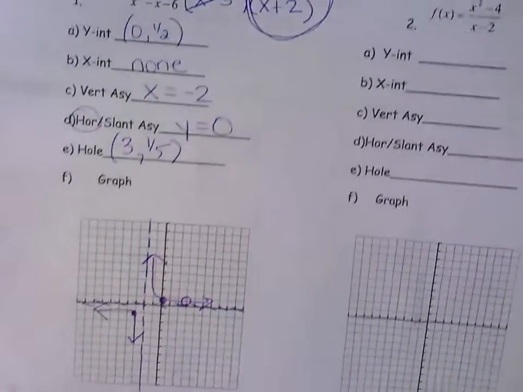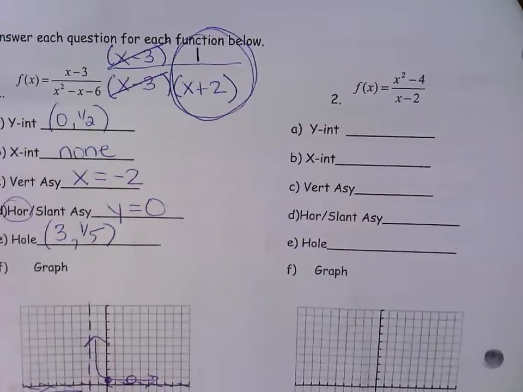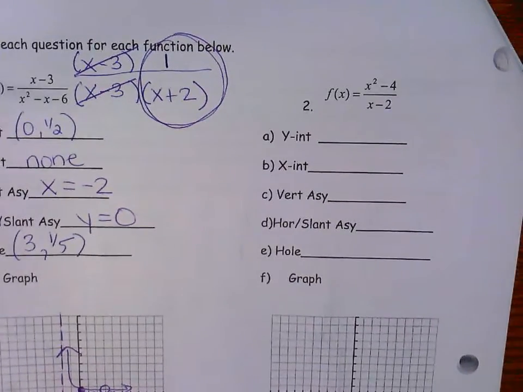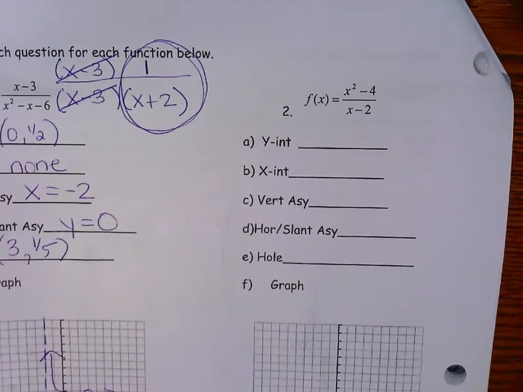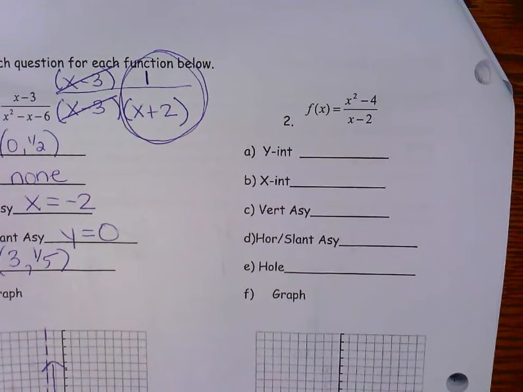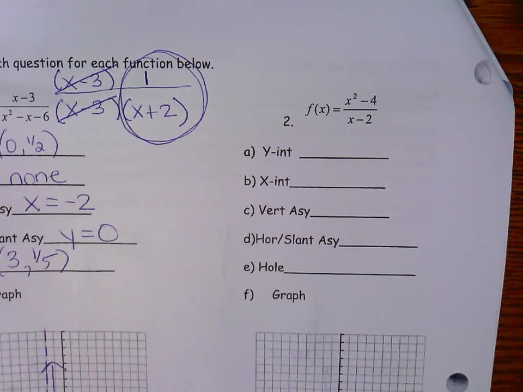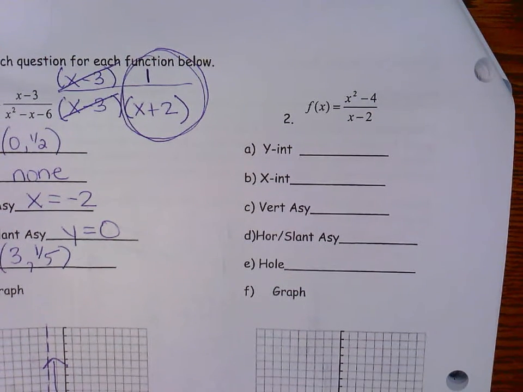All right, I want to do number 2 together because something kind of funky happens with this one as well. So why don't you factor and cancel? Do the first step, but as soon as you do the first step, it kind of changes the rest of the problem. So take a minute and try to factor and cancel that.